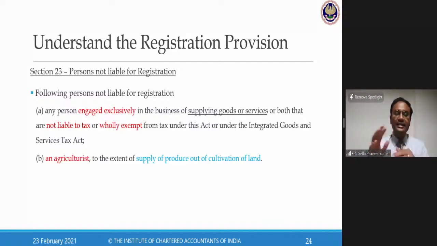Section 23, it's the non-obstante clause, "notwithstanding anything contained" kind of thing. Whenever you're talking about registration, when you look into your section 23, the government has defined a couple of activities where your registration is not required under the GST law, for the purpose of section 23.